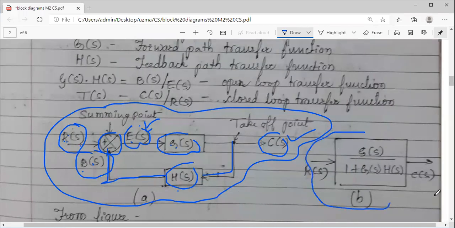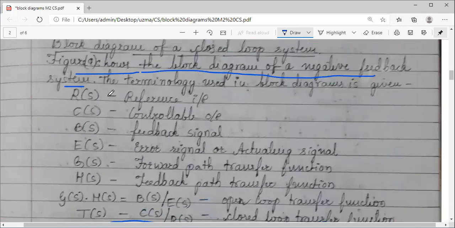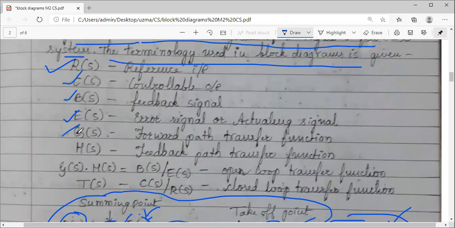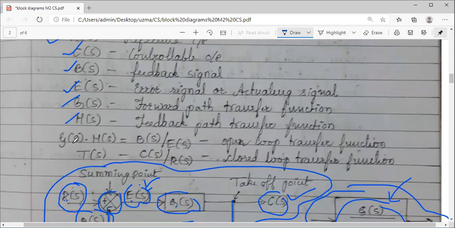This is the equivalent block for this closed loop system. We will see how this inner content, that indicates your transfer function, is determined. I have listed here the terminologies that are used in the block diagram. R of S is the reference input. C of S is the controllable output. B of S is the feedback signal, and E of S is the error signal or actuating signal. G of S is the forward path transfer function or the gain in short, and H of S is the feedback path transfer function or the gain.